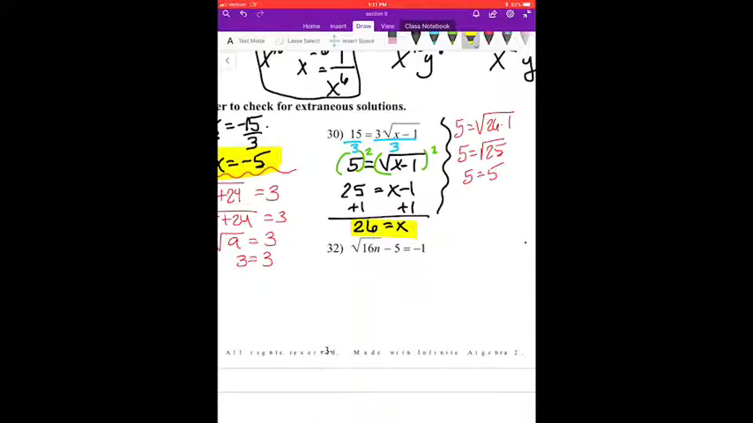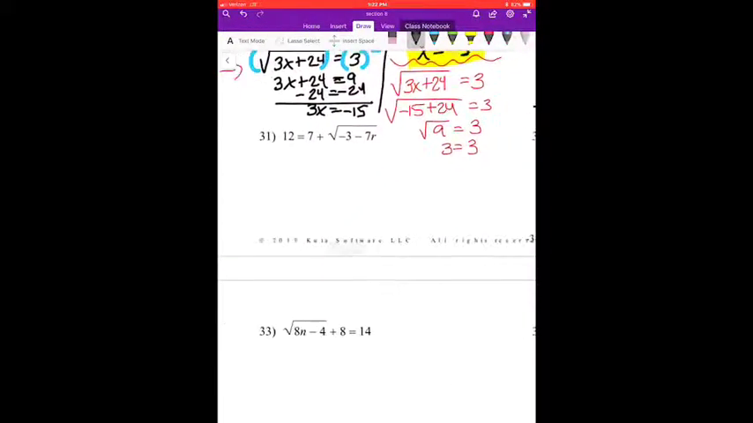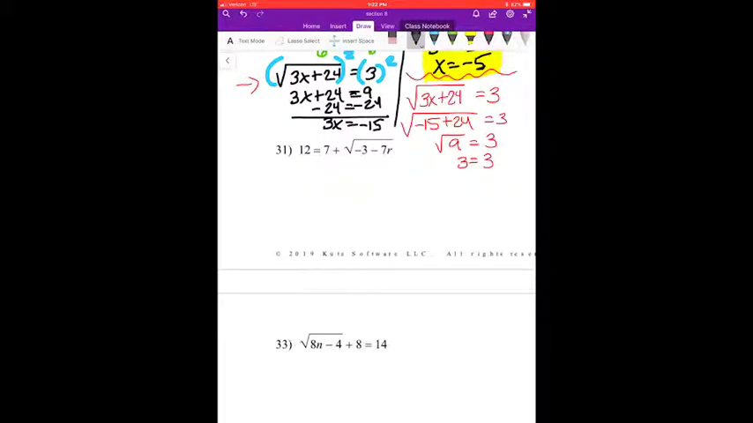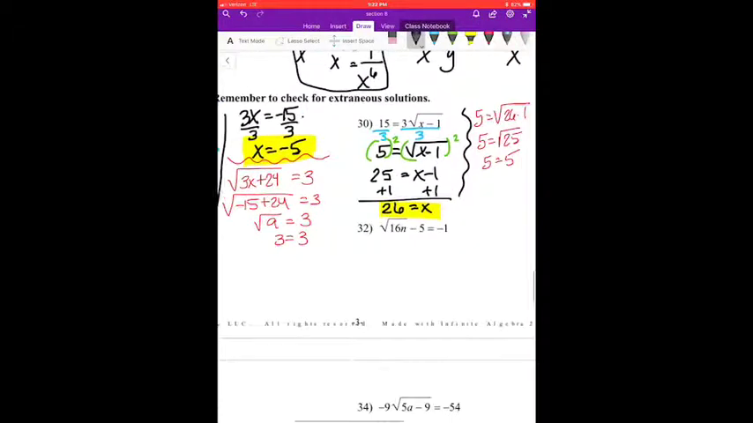Coolio? Like on 31, you know how you divide. Shouldn't you be dividing? You're subtracting the 7, because the 7 is not being multiplied by the radical. It's 7 plus the radical. So on number 31, to get rid of that 7, you're going to have to subtract 7 from both sides. And on 32, when you square the thing, you square the negative 5 as well. Well, you have to add the 5 first, because you have to isolate the radical before you try to get rid of the radical. Okay, we're good?